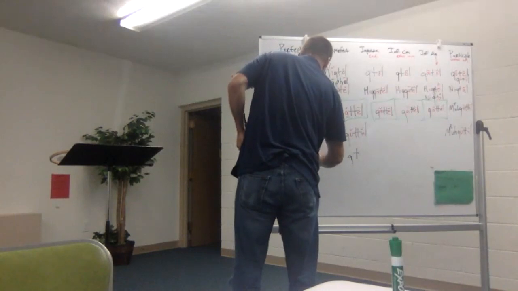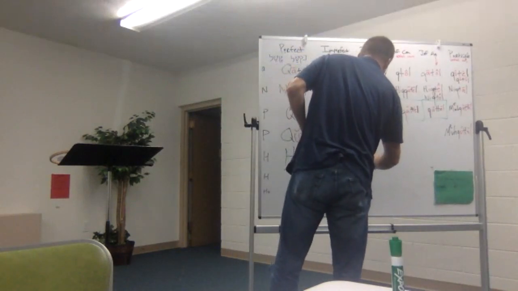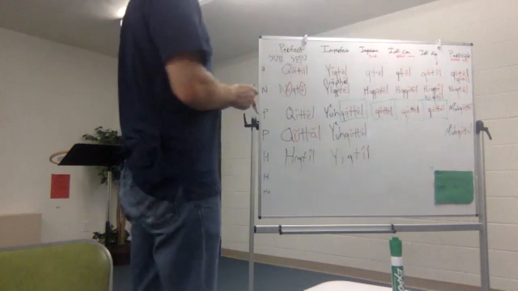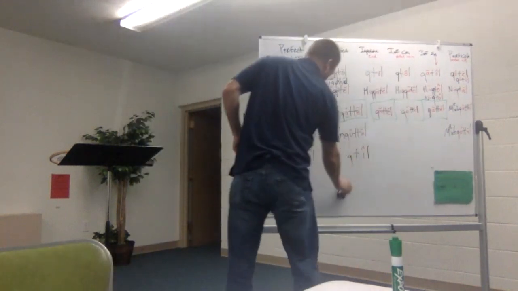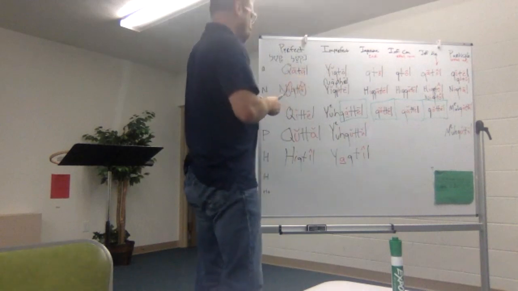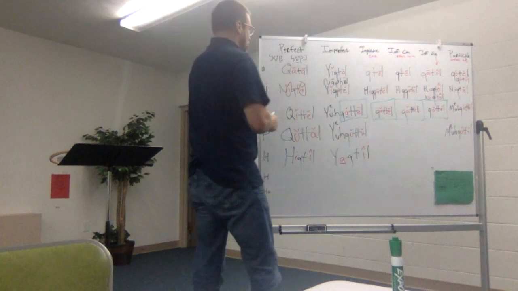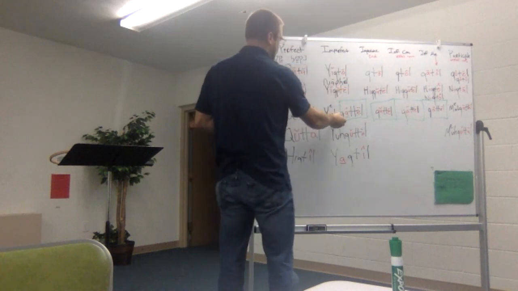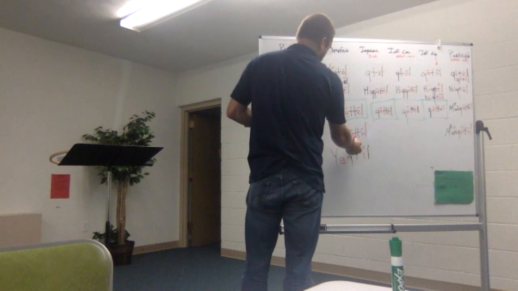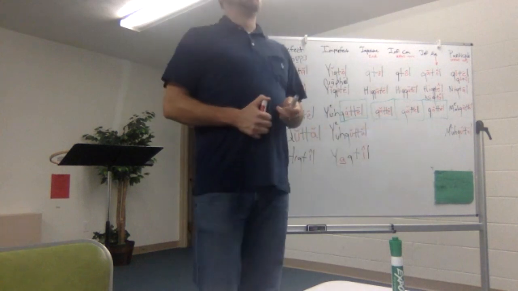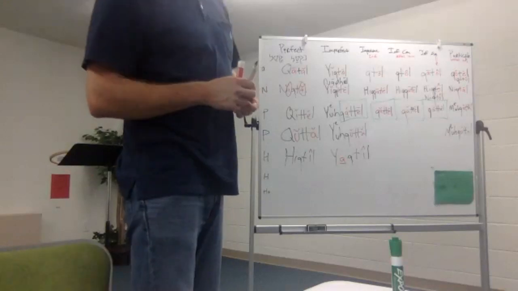We'll go through this all over again. Yachtiel. So this is the key, as it were, to the Hifiel, is that short A under the preformative. So here we've got an I, here we've got an I with the dagesh, but immediately followed by the comets. Here we've got the schwa followed by a patach, the schwa followed by a U class, and then ya. So the A is the giveaway in this particular stem.